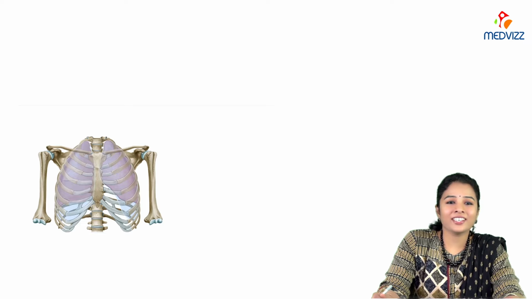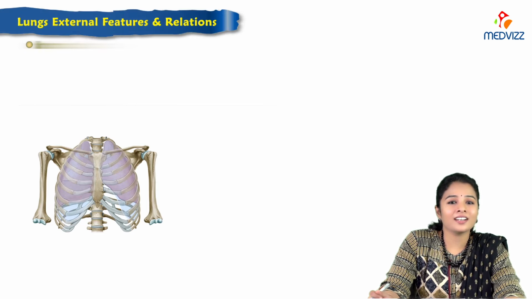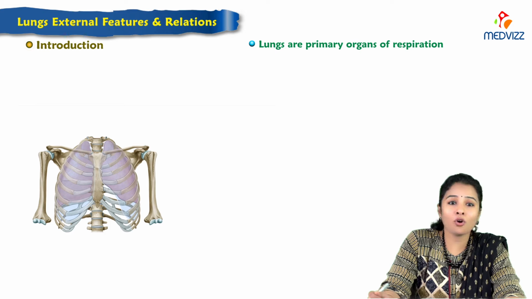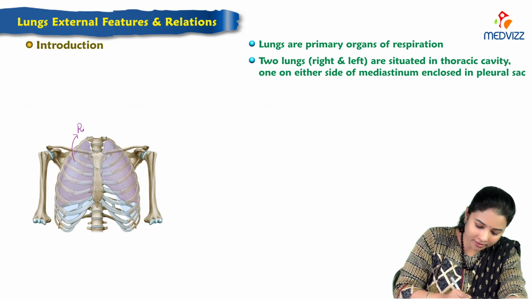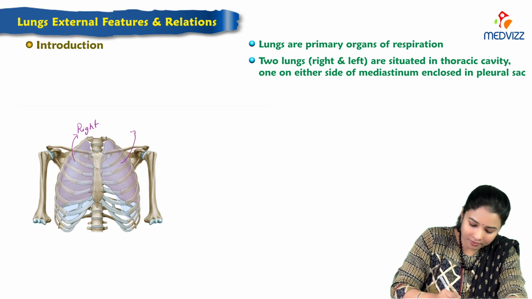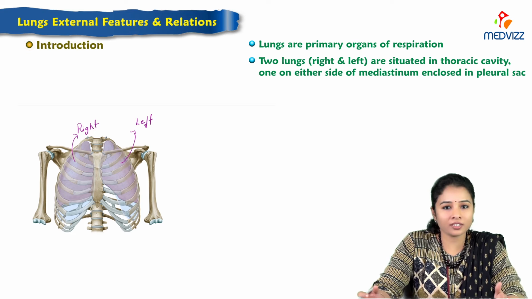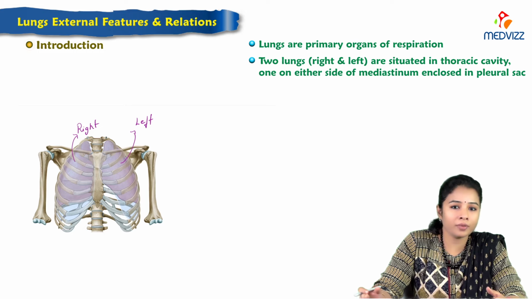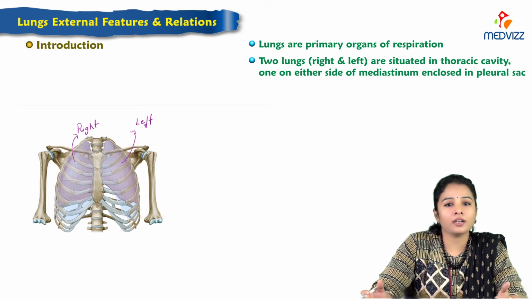So dear students, today we will discuss a very important and interesting topic, that is lungs. Lungs are the primary organs of respiration, and there are two lungs, right and left. This is the right lung and here is the left lung, which are enclosed in the pleural cavity within the thoracic cavity. So they are situated in the thoracic cavity on either side of the mediastinum. The gap between the two lungs is called the mediastinum, and these lungs are enclosed in the pleural sac.